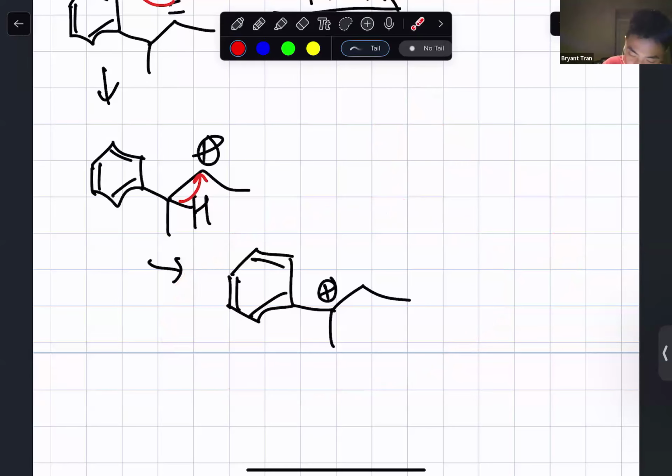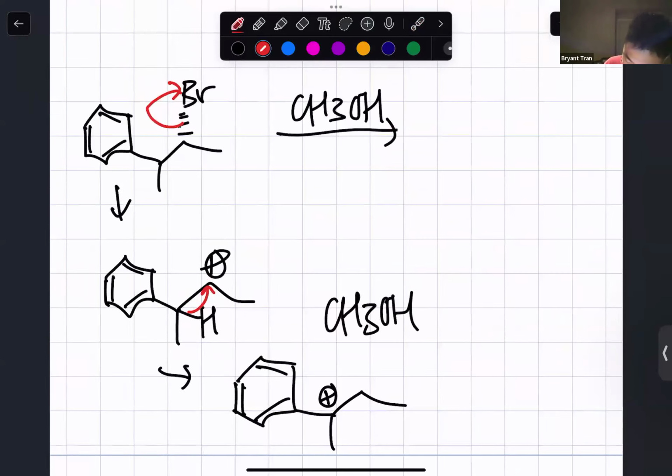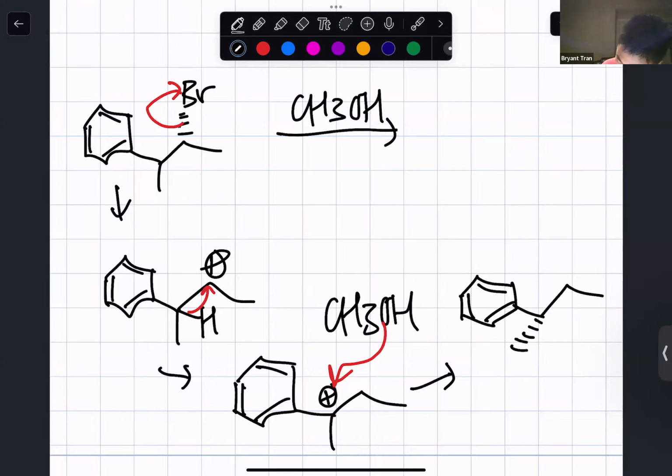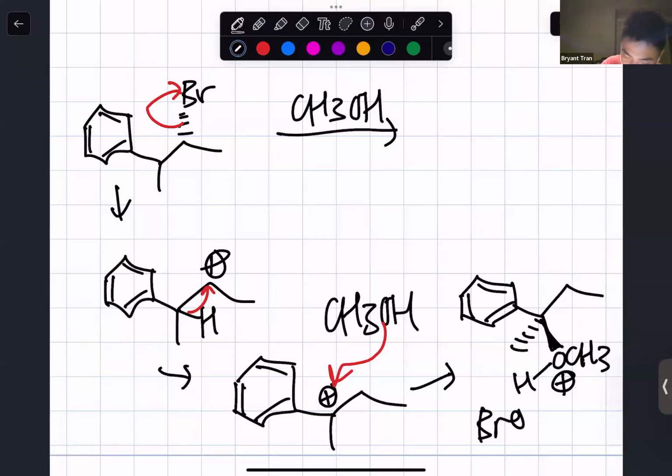Let's say we do SN1 first. For SN1, the nucleophile here, methanol, would attack that carbocation. And then we would have this intermediate, right? Where because it's flat and planar, we can have wedge or dash, it doesn't matter. And it's OCH3H positive. And then we could deprotonate it with Br minus or another base to make it neutral to get our SN1 product.